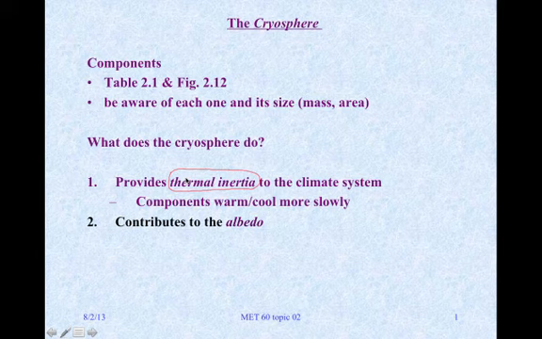Secondly, as we all know, the cryosphere contributes to the albedo of the planet. That's the brightness, or how much of the planet is reflecting incoming sunlight. And that's a concept we'll be talking about more in chapter something later on, chapter 4, I think.